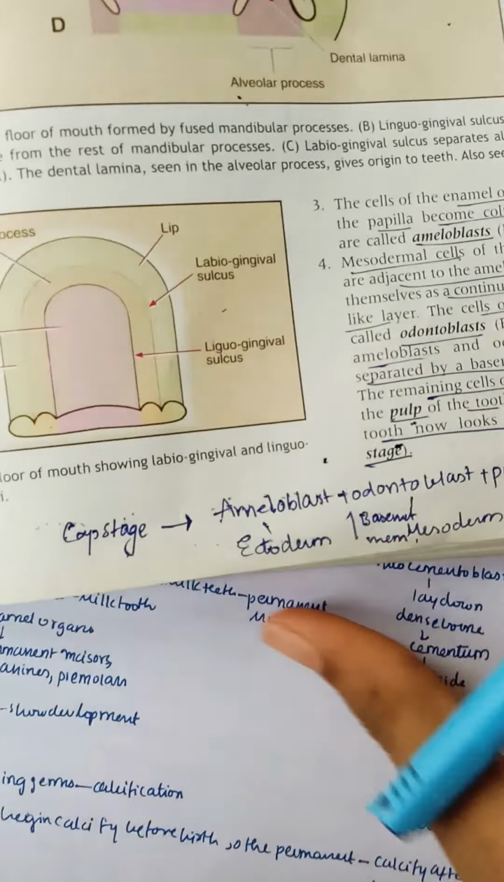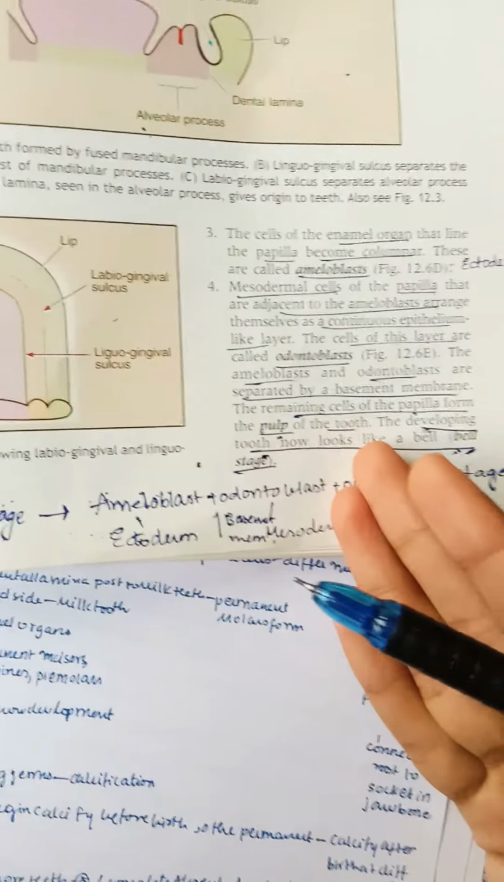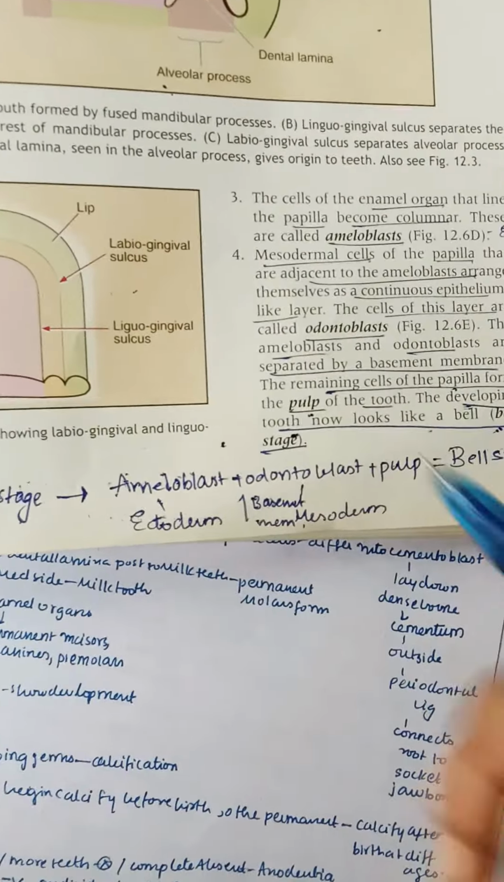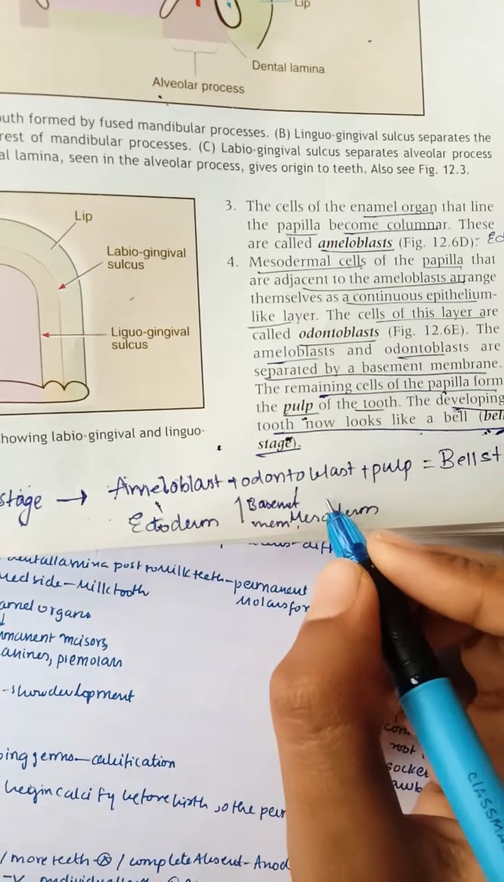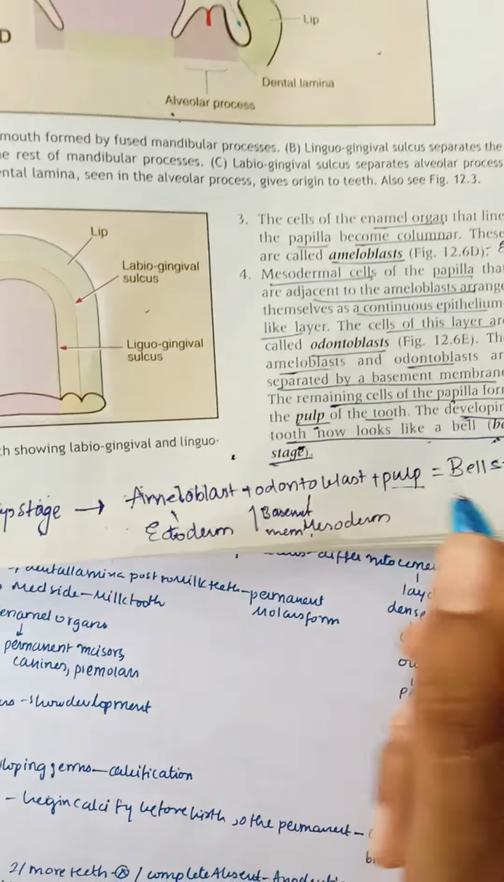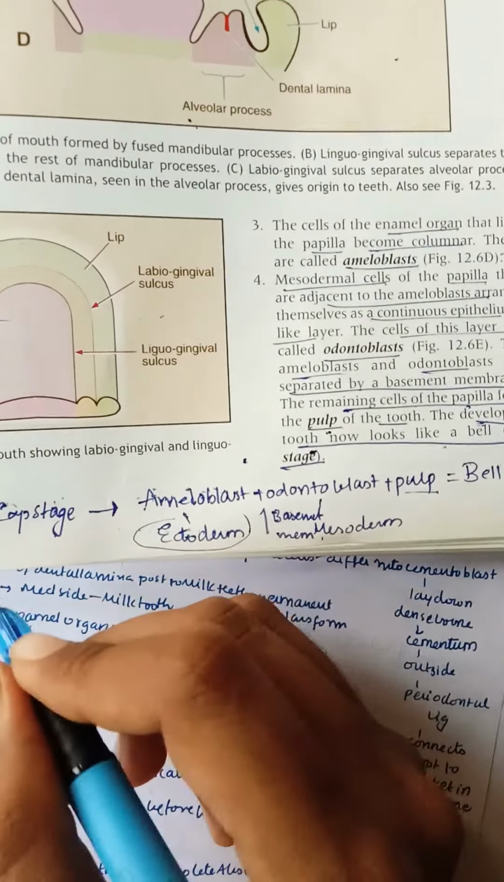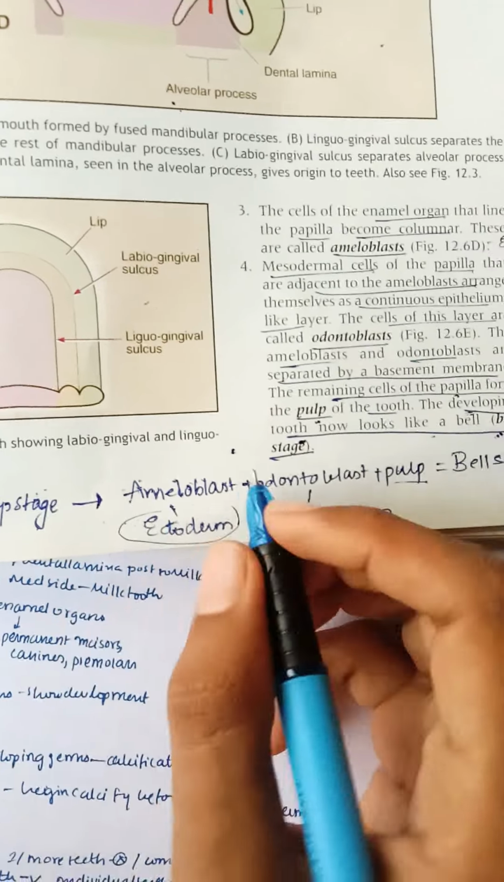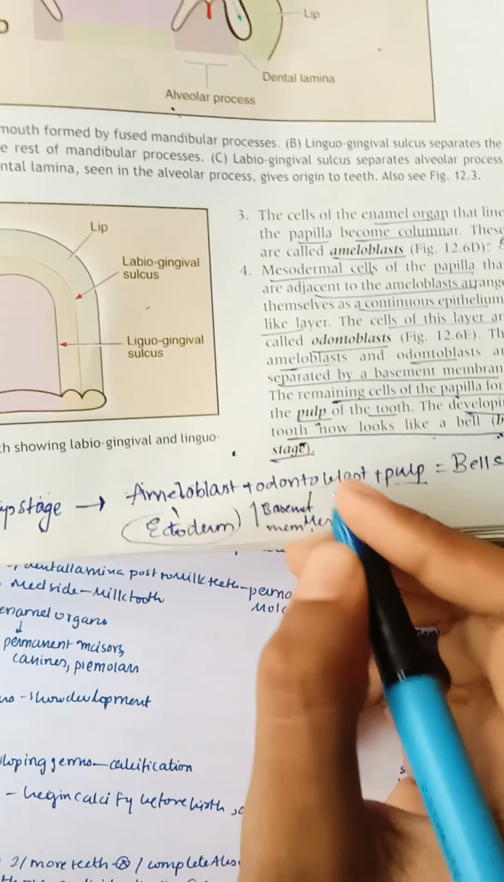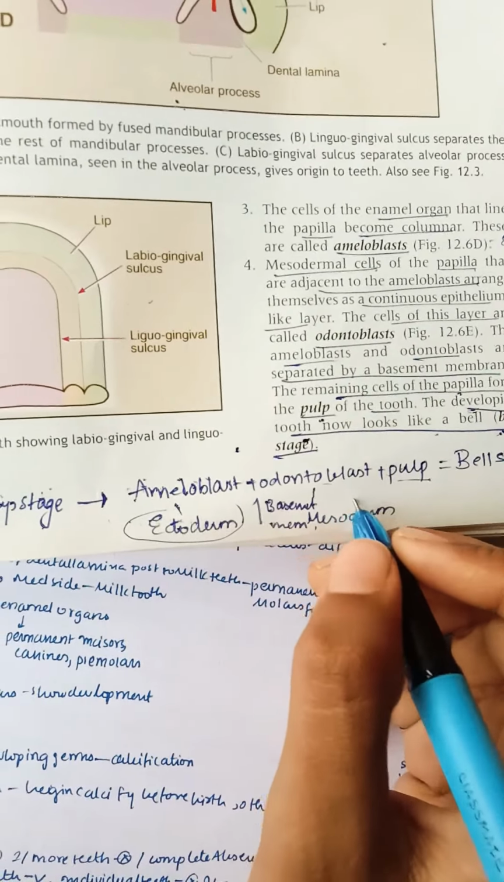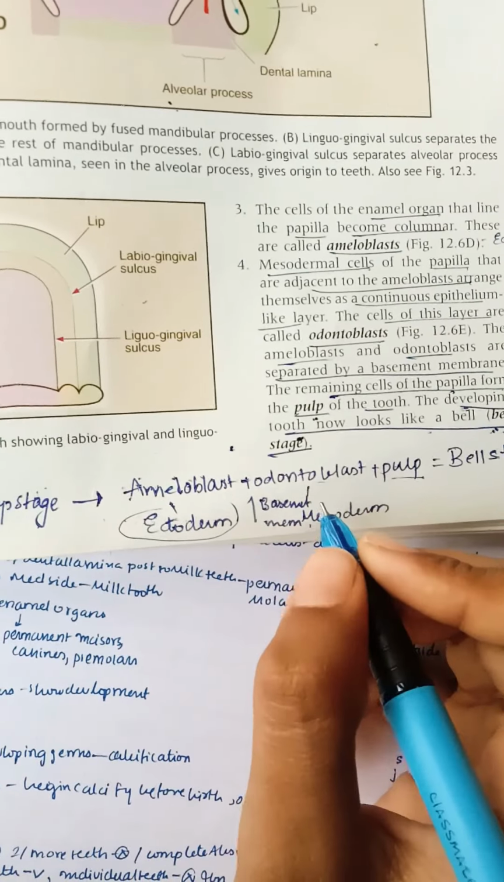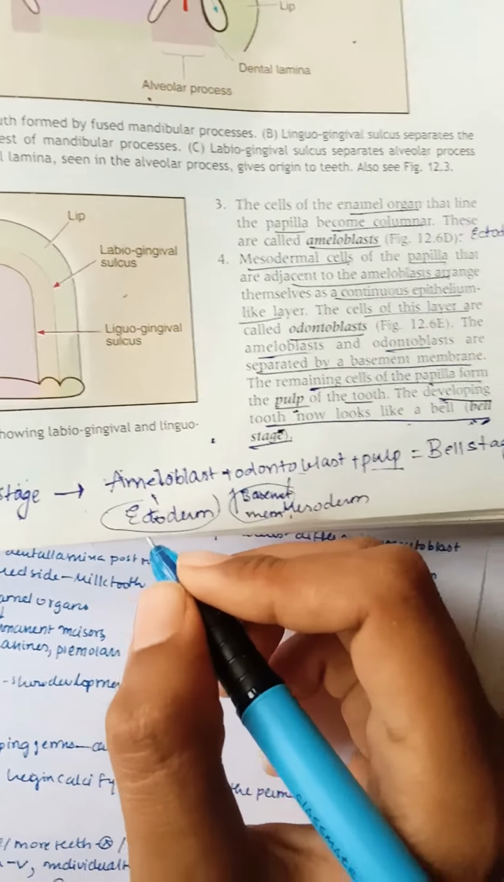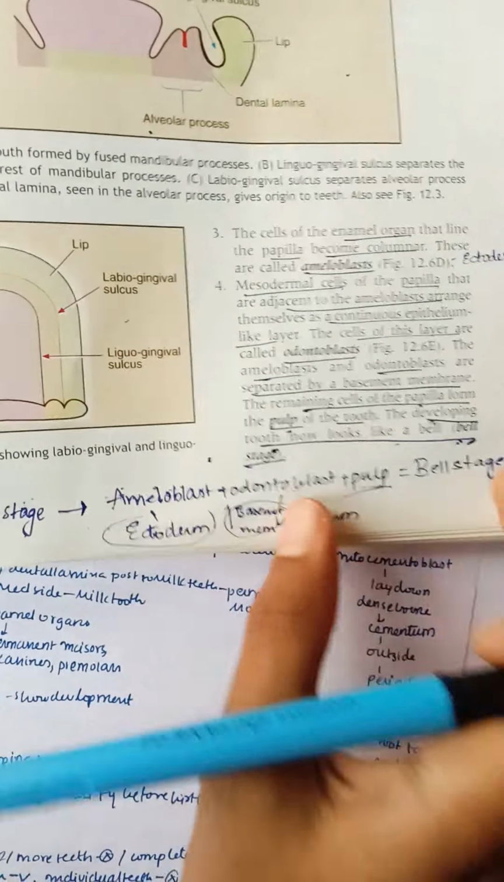Next, the cap stage is converted into the bell stage. In the bell stage we have ameloblast, odontoblast, and pulp of the tooth. So ameloblast is ectodermal in origin, we know it gives rise to enamel, and odontoblast is mesodermal in origin and it gives rise to dentine. In between ameloblast and odontoblast we have the basement membrane, and along with pulp they form the bell stage.